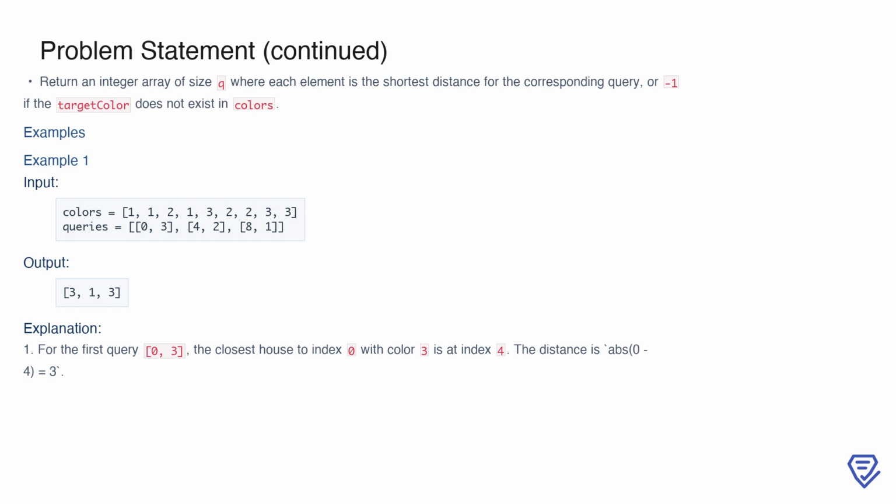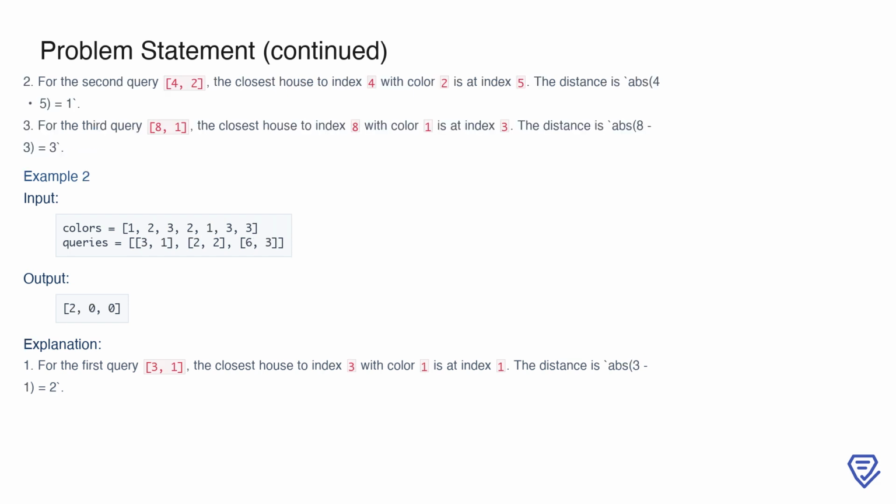Suppose the colors array is 1, 1, 2, 1, 3, 2, 2, 3, 3, and the queries are [0, 3], [4, 2], [8, 1]. For the first query, we are looking for the shortest distance from the house at index 0 to any house with color 3. The closest house with color 3 is at index 4, so the distance is abs(0 - 4) = 4. Thus, the result for the first query is 3.